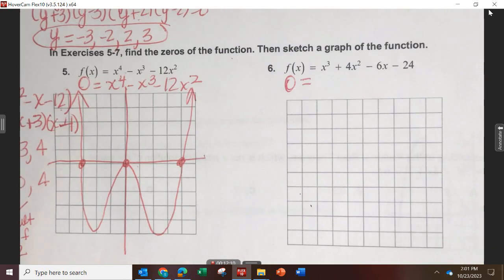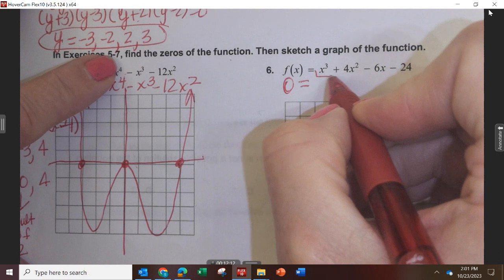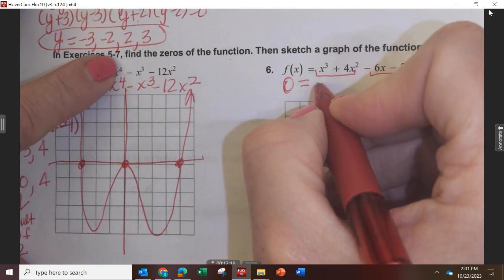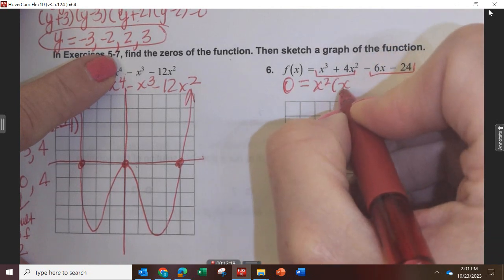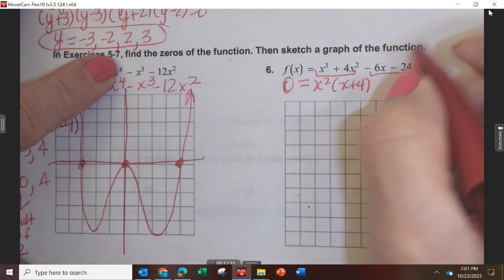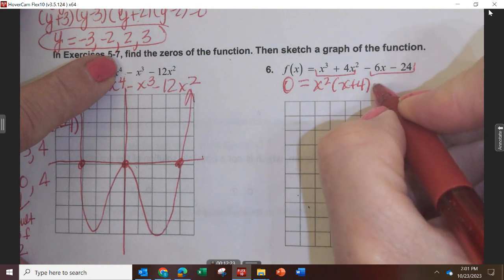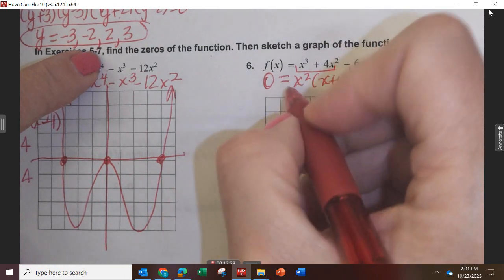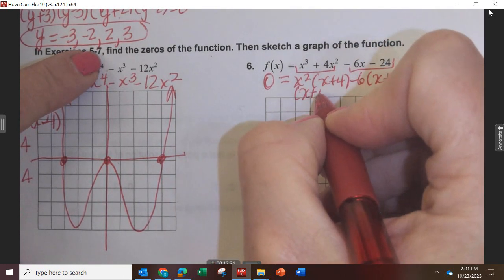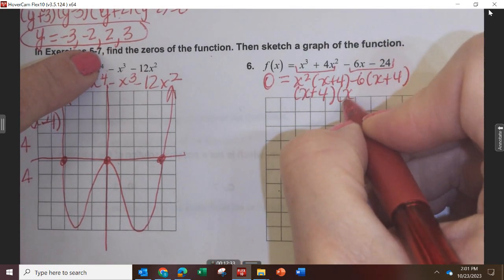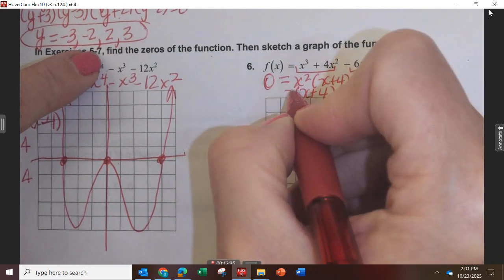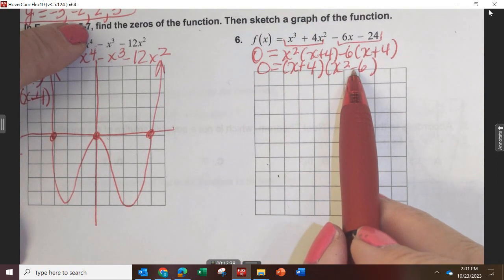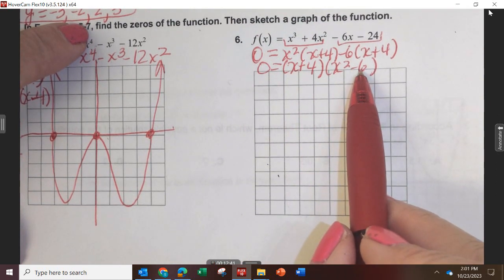Grouping, okay? So I'm going to look at these 2 and these 2. What can I factor out of these 2? X. So I have x squared, x plus 4. What can I factor out of these? -6, and then I have x plus 4. So now I'm going to have x plus 4 that I'm going to factor out, and then I'm left with x squared minus 6. Now, I can't factor that out any further because that's not a perfect square.